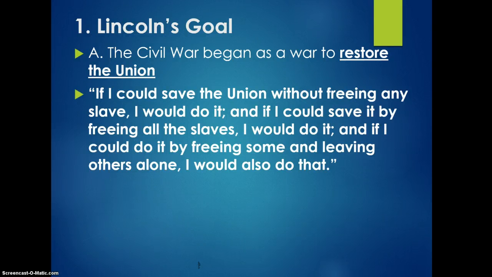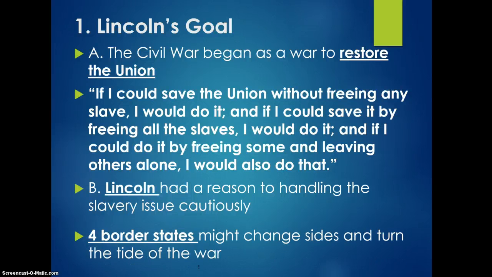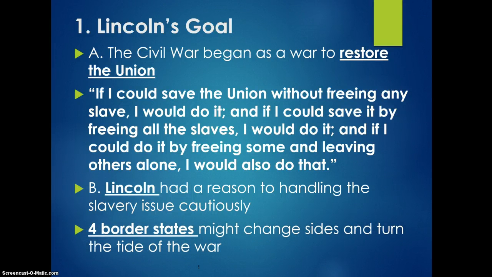Here we see Lincoln is really trying to speak to all those involved in the Civil War, those on the Union side, those on the Confederate side, but most exclusively, if you look at that last line, if I could free some and leave some others alone, he's trying to speak to those 4 important border states. So Lincoln's really trying to handle this issue of slavery very cautiously. But as the war goes on, we're going to see he's trying to keep the support of those 4 border states.